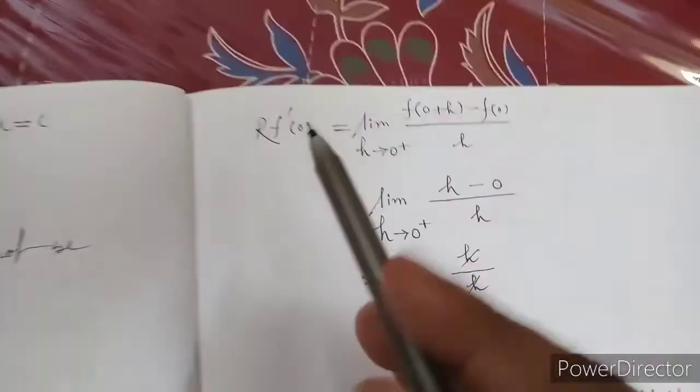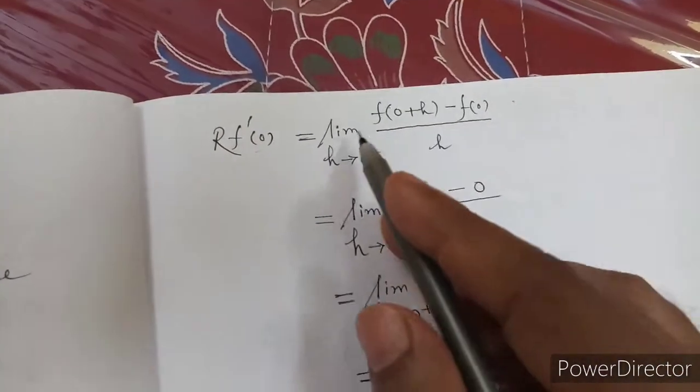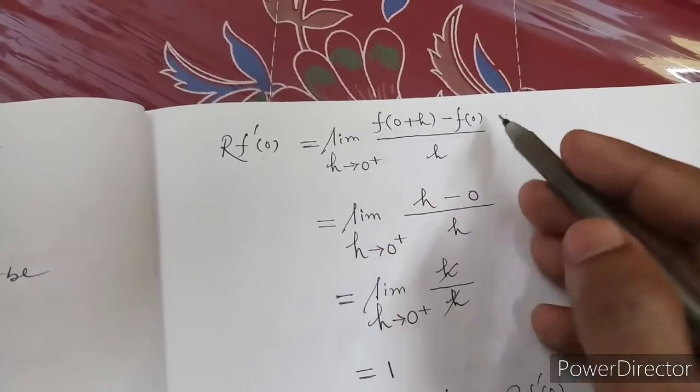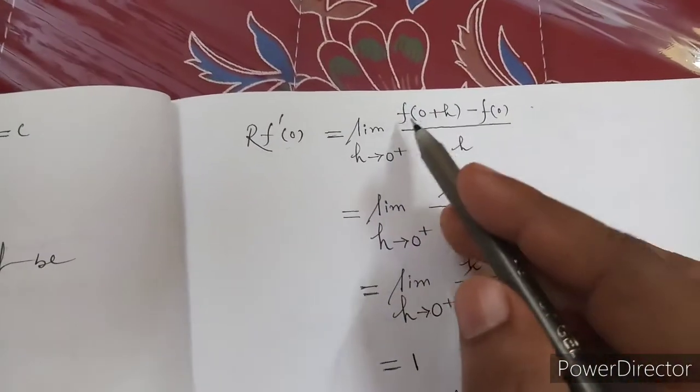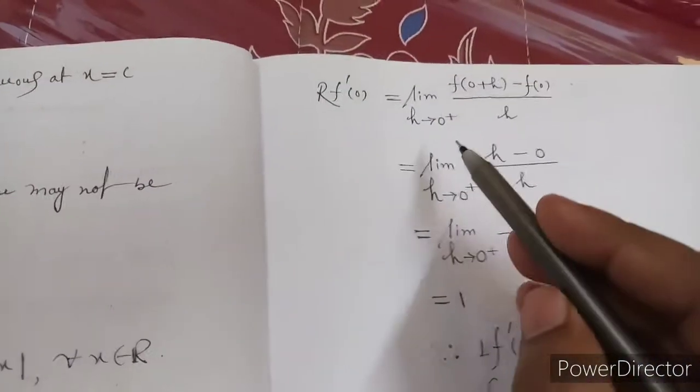So now the right hand derivative of f at x equal to 0. That is the limit as h tends to 0 plus of (f of 0 plus h minus f of 0) by h. And look at that, f of 0 plus h means f of h, and since h tends to 0 plus, h is positive.